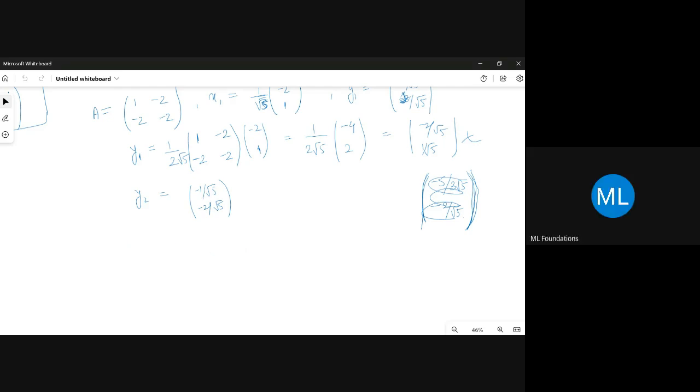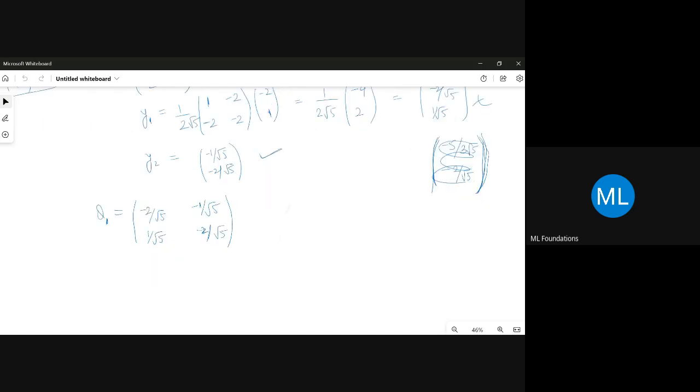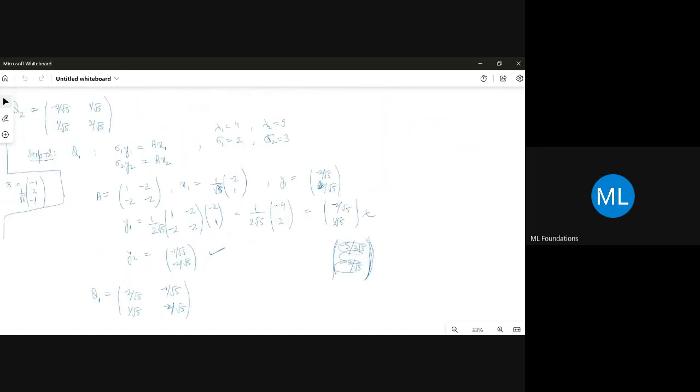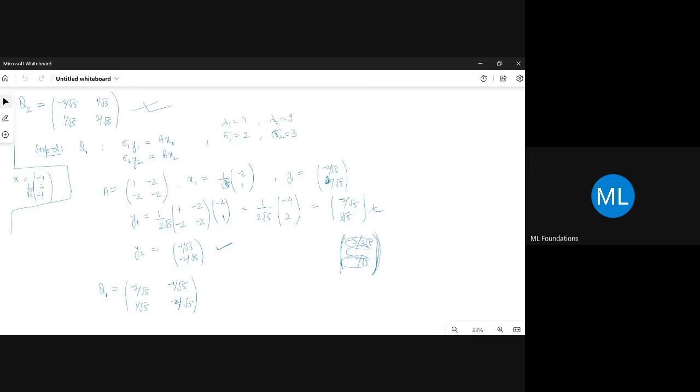Fine. Now you have Q1 also with you. So Q1 is y1, y2, which is minus 2 by root 5, 1 by root 5, minus 1 by root 5 and minus 2 by root 5. Alright, so this is the Q1 you got. We have Q2 that we had found, and what is the sigma?